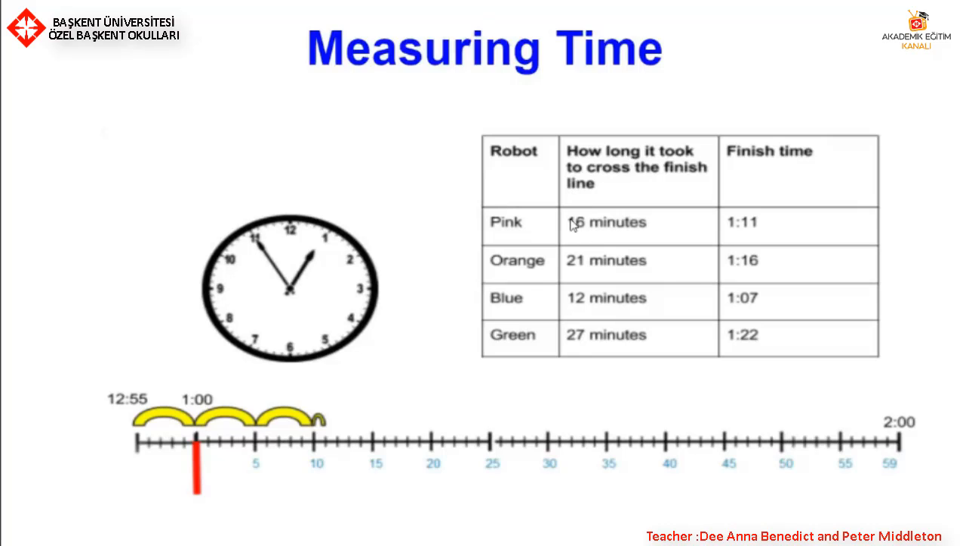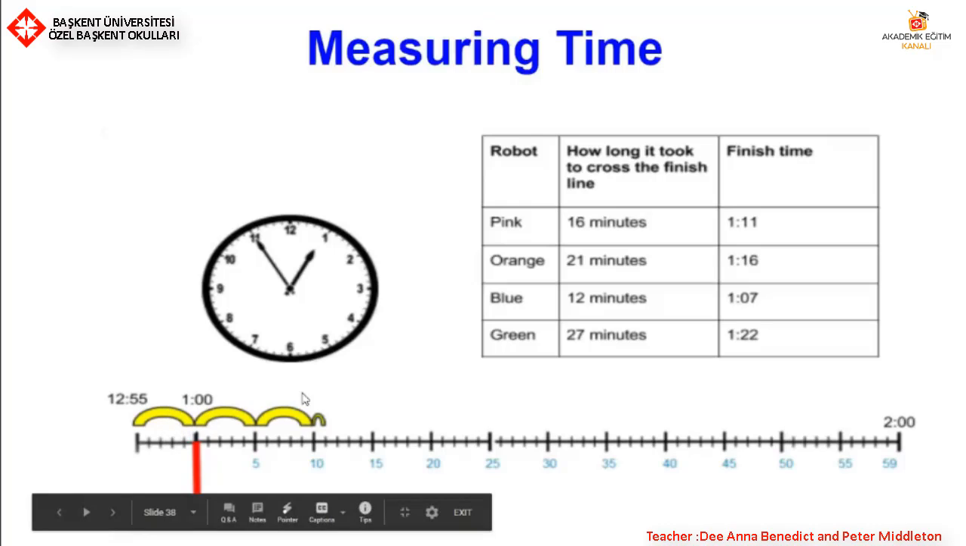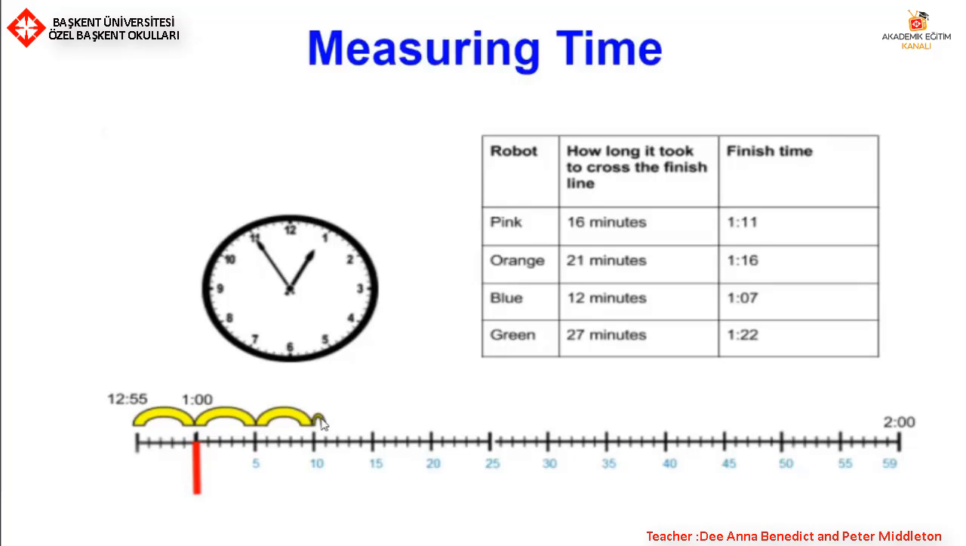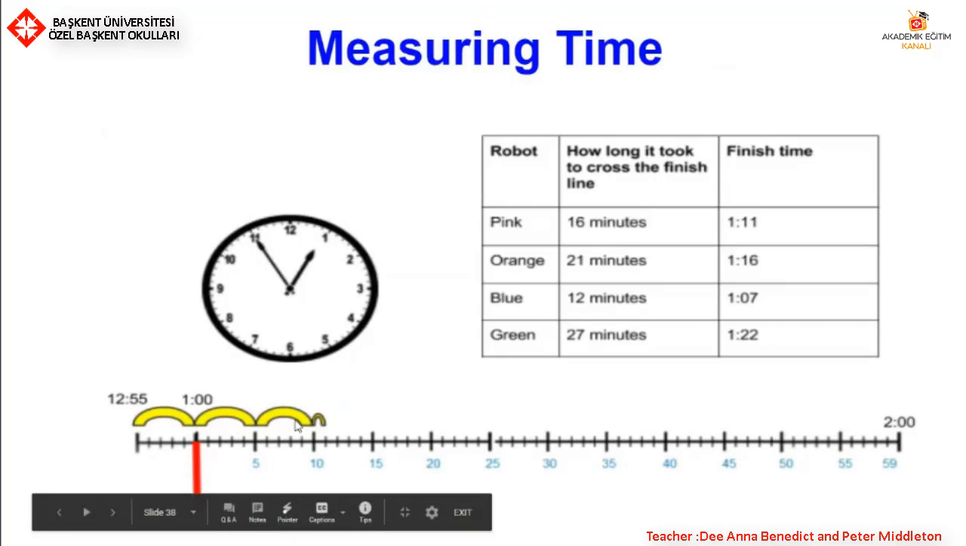And so the pink robot only takes 11 minutes. So it finishes here at 1:11 or 11 minutes past 1. The orange robot finishes at 16 minutes past 1. Can you show on the number line where the orange, blue, and green robot finish?